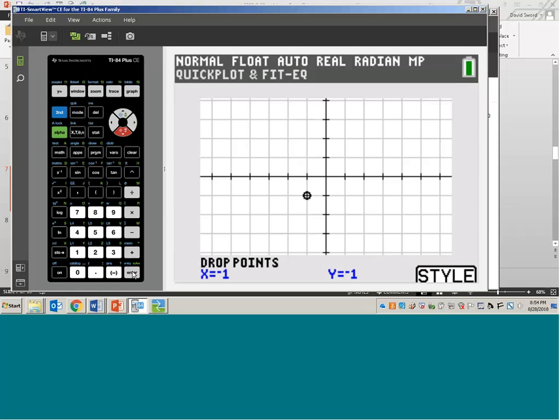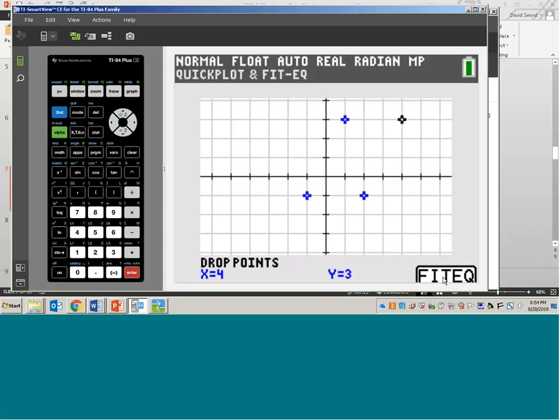So here I am at -1, I'm going to press enter. And then when I move over to -1 and press enter, and I go to 1, 4, and press enter. 1, 3, excuse me. Press enter, and then when I go to 4, 3 and press enter, I get the points that outline a parallelogram.